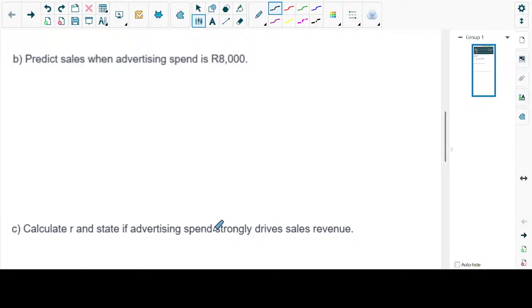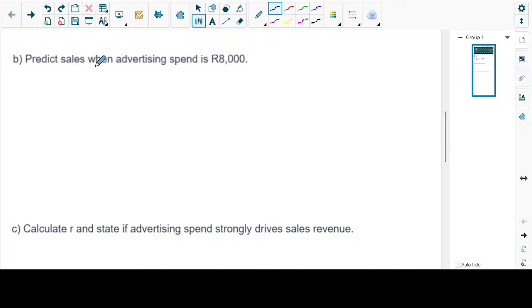Okay. We'll go to the next question. Because the next question, which is B, says predict sales when advertisement spent is 8,000. We spoke about this even yesterday, right? What's wrong with this thing here? What will happen if I take the 8,000 and substitute it in the formula? Am I going to be correct or wrong? It will give us a wrong answer. It's going to be a wrong answer.